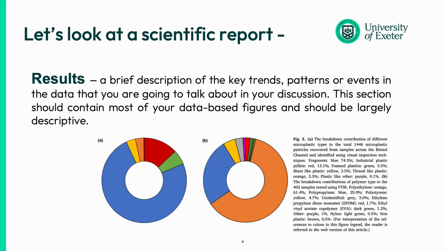The next section is a results section, and sometimes in some papers you might have a combined results and discussion, but usually they're separated out into separate results followed by a discussion section. So the difference between a results and a discussion section is that in the results, you are briefly describing the key trends or patterns in your data. And that is a sort of very descriptive approach. And in your discussion, you then go on and interpret and discuss those results. Okay, your results section should contain most of your data-based figures and should therefore be largely descriptive as well, leading on to the discussion.